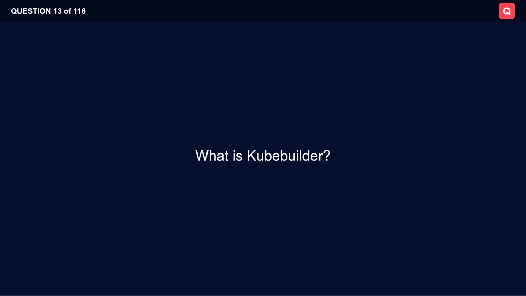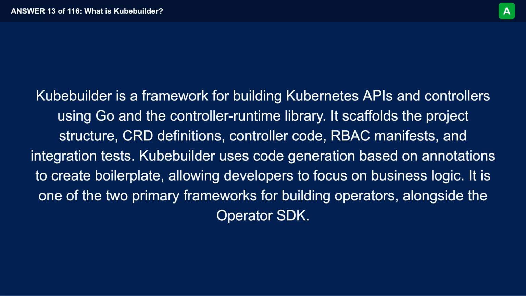What is KubeBuilder? KubeBuilder is a framework for building Kubernetes APIs and controllers using Go and the controller runtime library. It scaffolds the project structure, CRD definitions, controller code, RBAC manifests, and integration tests. KubeBuilder uses code generation based on annotations to create boilerplate, allowing developers to focus on business logic. It is one of the two primary frameworks for building operators, alongside the Operator SDK.